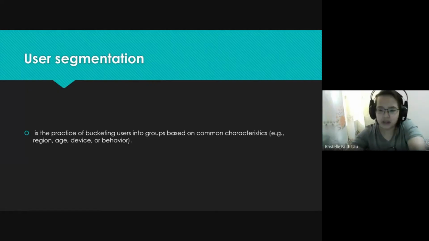So class, the user segmentation is the practice of bucketing users into group based on common characteristics like sa region ba, sa ilang location, sa ilahang edad, sa device na ilahang gamit, or even behavior. So class, segmentation allows for better targeting based on user traits or even sa ilahang behaviors so that each segment can be treated with a more customer-centric na approach. So it is what companies like, for example, the Fiverr, do to understand users based on their specific na behavior.